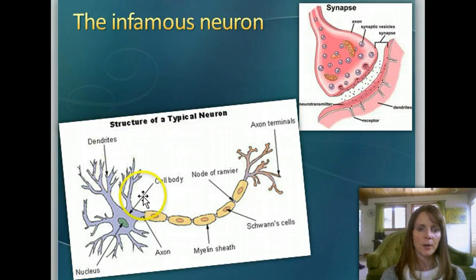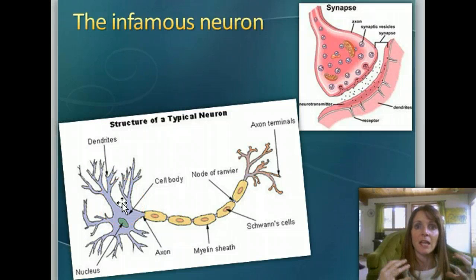So again, here's the neuron, and here's what the neuron looks like, the nucleus, and we have the dendrites that basically detect the stimuli. That stimulus goes through the neuron as an electrical signal.